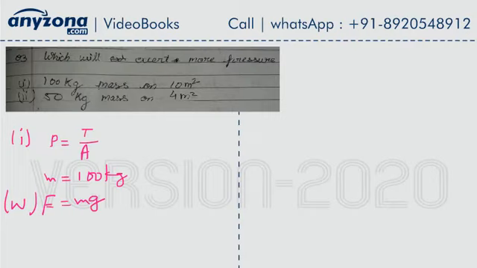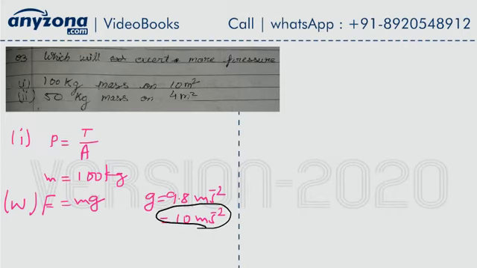W is equal to mg, where g is the acceleration due to gravity, and the value of g is 9.8 meter per second square. This is a type of acceleration, the acceleration due to gravity. Its value is 9.8 meter per second square, and roughly many teachers and students take it as 10 meter per second square. It's an approximate value. I am also taking 10 here for simple calculation.